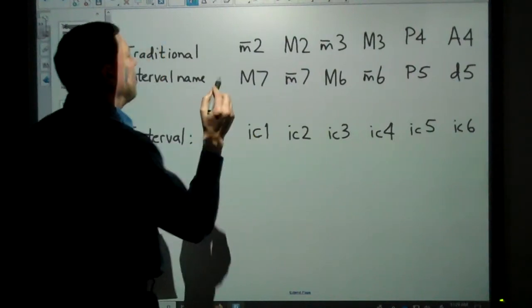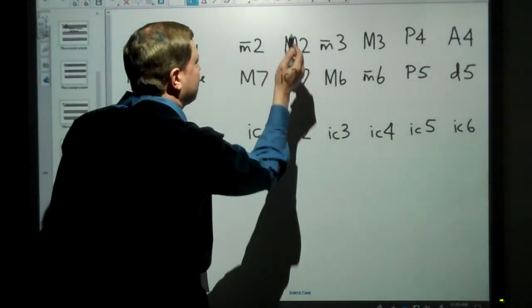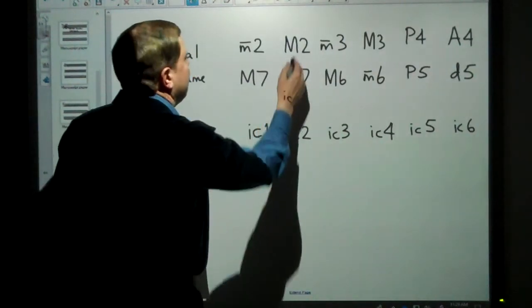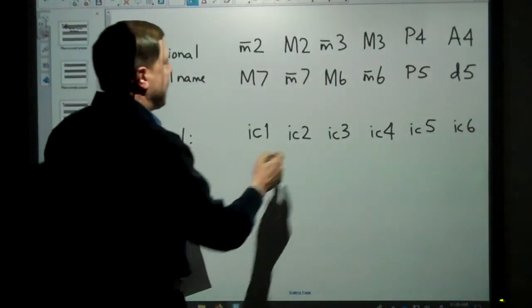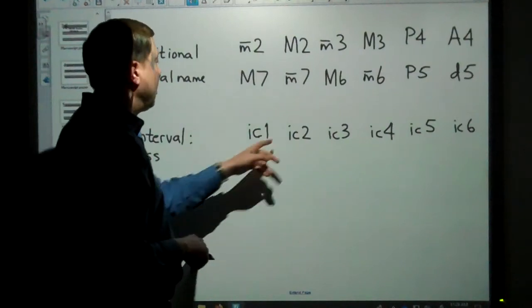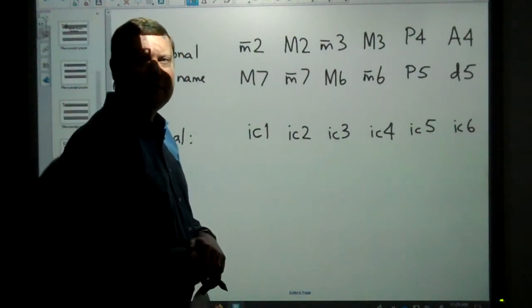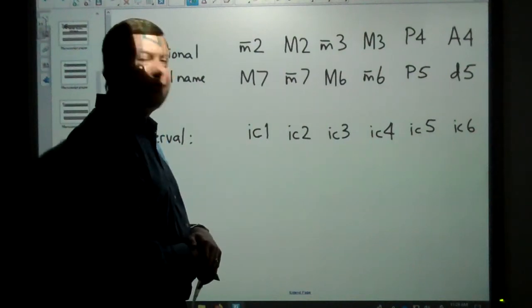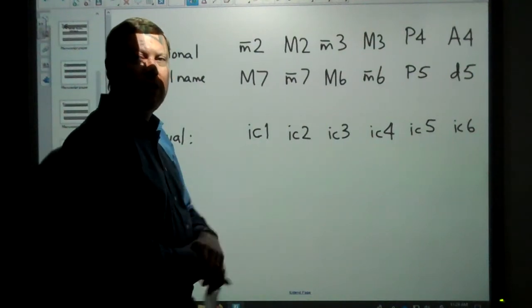Oh, I'm sorry, I did this one. The major second and the minor seventh, that was the one I used as an example. They both belong to the same interval class, which is interval class 2. We abbreviate interval class as IC. It doesn't stand for ice cream. It stands for interval class in atonal theory.